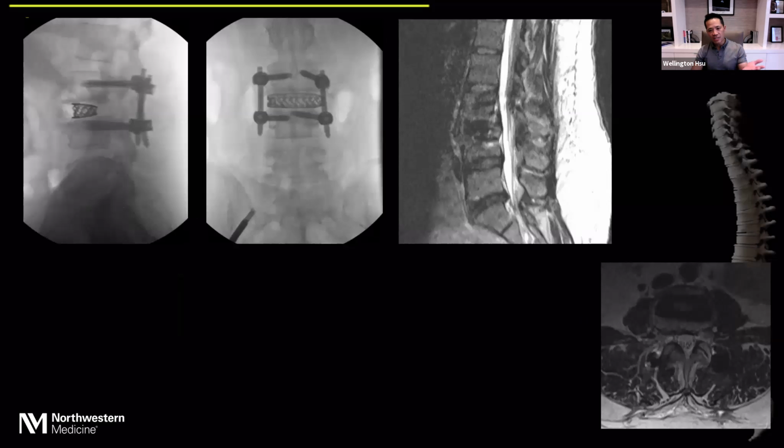And so this individual, this is what she looks like post-operatively. We got this MRI because of some new symptoms about 6 months later, but you can see that the central canal is much better than it was in the preoperative X-ray, and there's no foraminal stenosis as well.